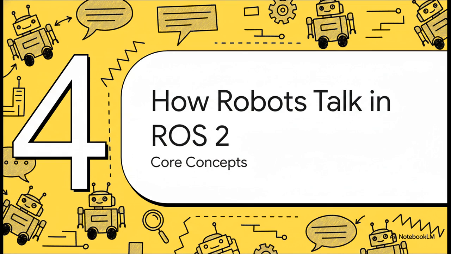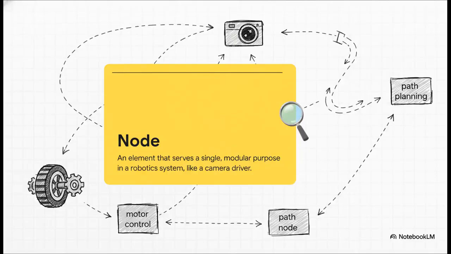Okay, so how does this whole new conversation actually work? Let's get into the nitty-gritty, the actual grammar of how robots talk in ROS 2. It really boils down to just a few core ideas. All right, so the most basic building block, the atom of the ROS universe, is called a node. And the easiest way to think about a node is like a tiny, hyper-focused employee. It has one job, and it does that one job really well.